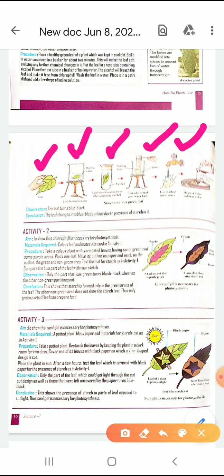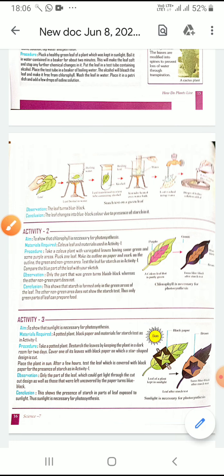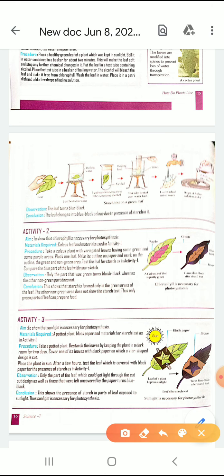Then in the end you add iodine solution drops to it. As soon as you add iodine solution drops to it, the leaf will become blue black in color. If the leaf becomes blue black on adding iodine, it means that starch is present in the leaf. And where did the starch come from? It came from photosynthesis. So thus we prove that there is the presence of starch in the leaf.